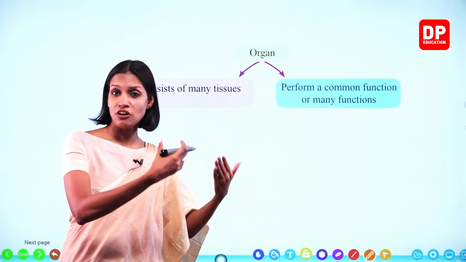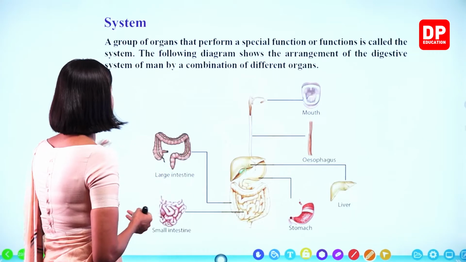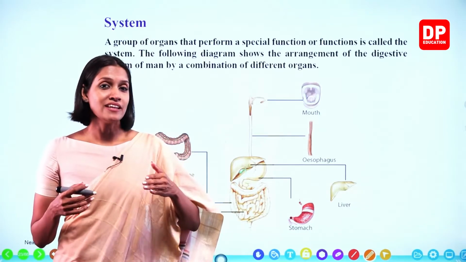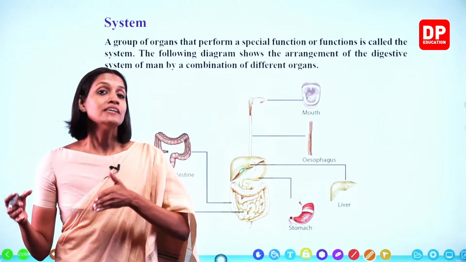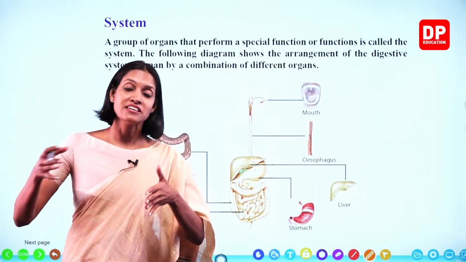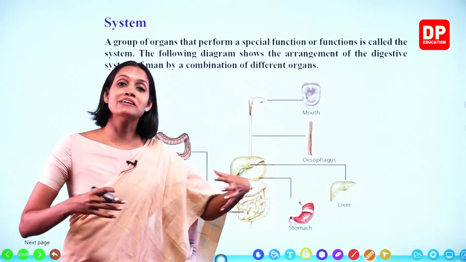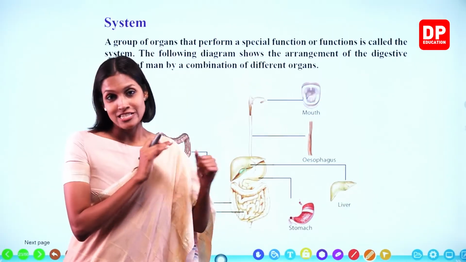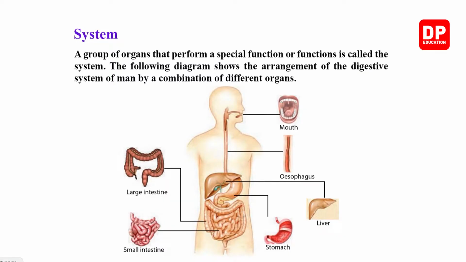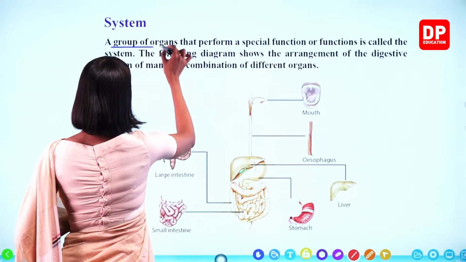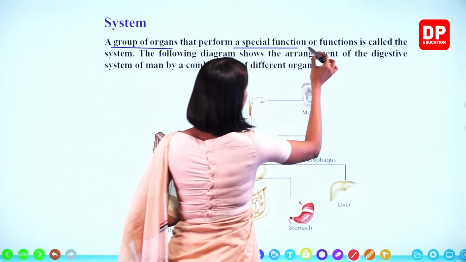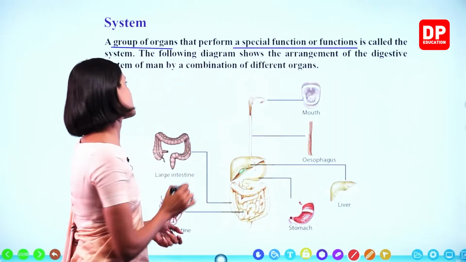What is the next level of organization, children? That is system. So we learned that by combining a group of cells, a tissue is formed. By combining several tissues, an organ is formed. So what is the next level? System. A system is made by combining a number of organs. A group of organs that perform a special function or functions, there also can be one function or many functions, is called the system.